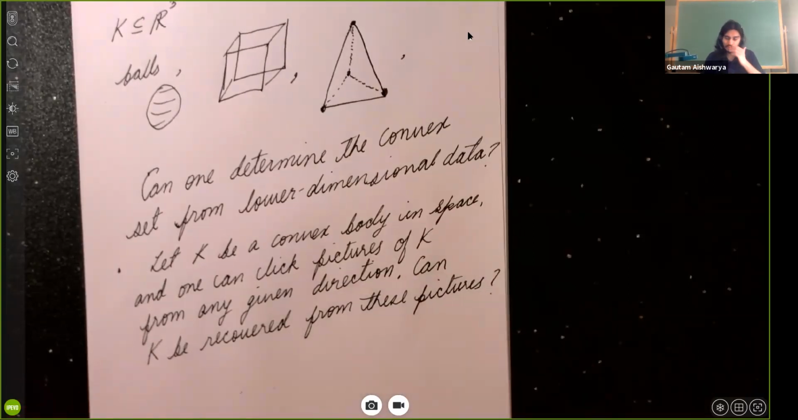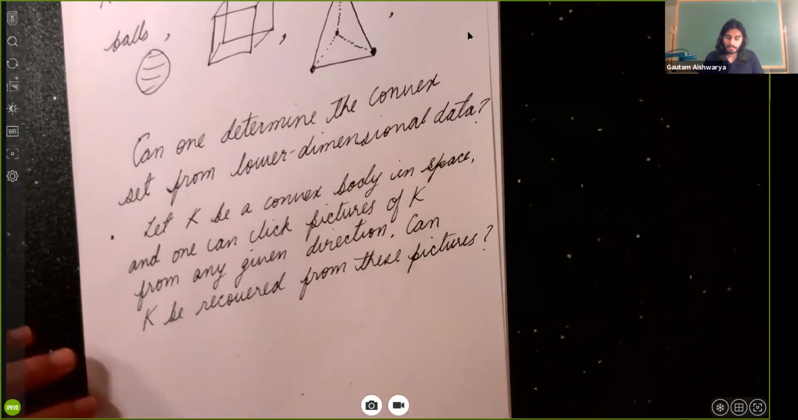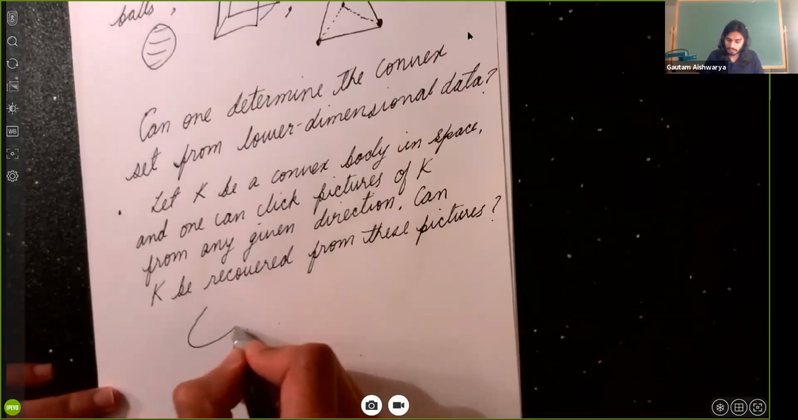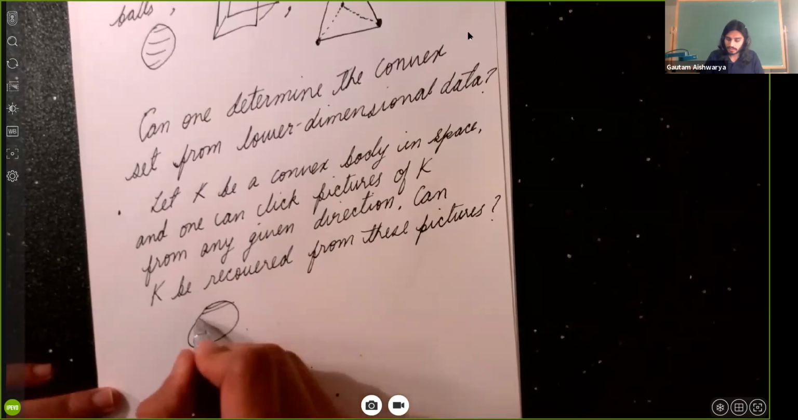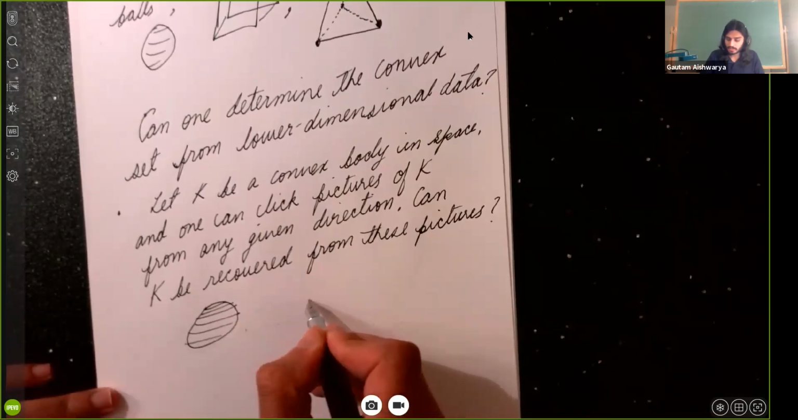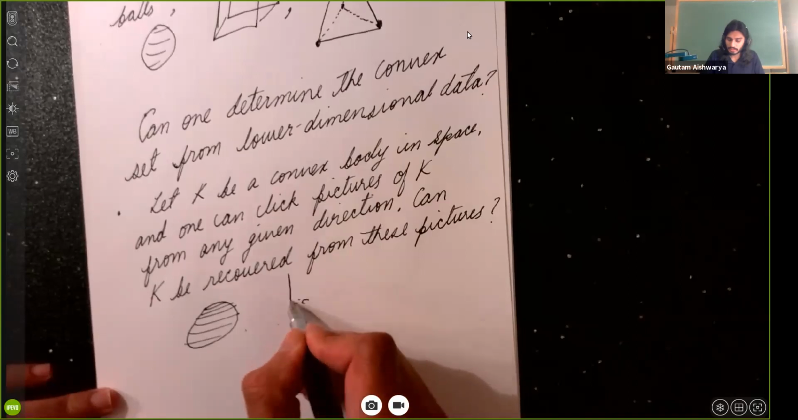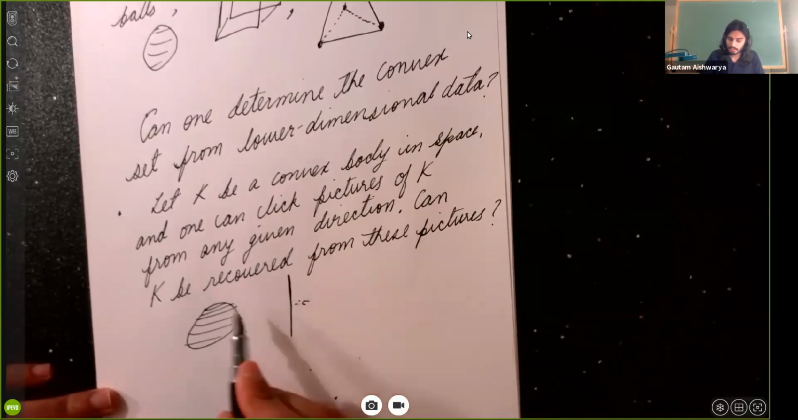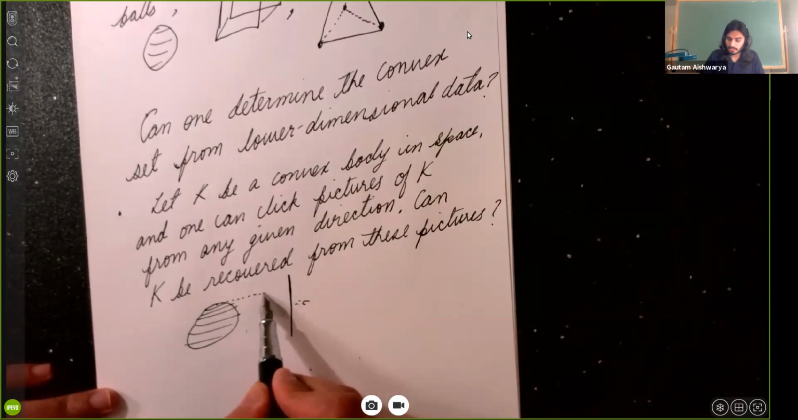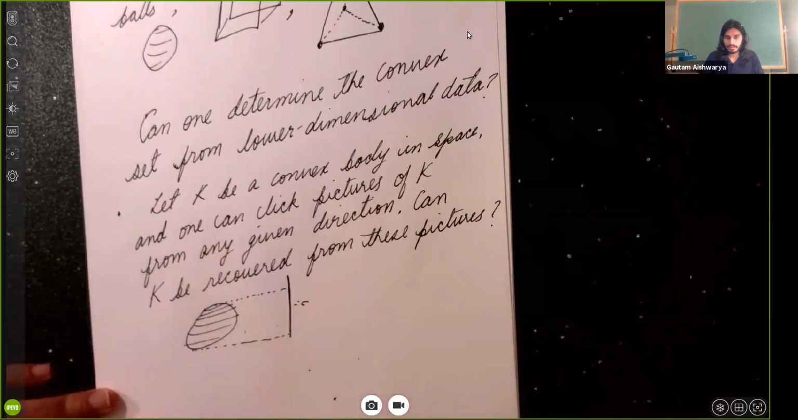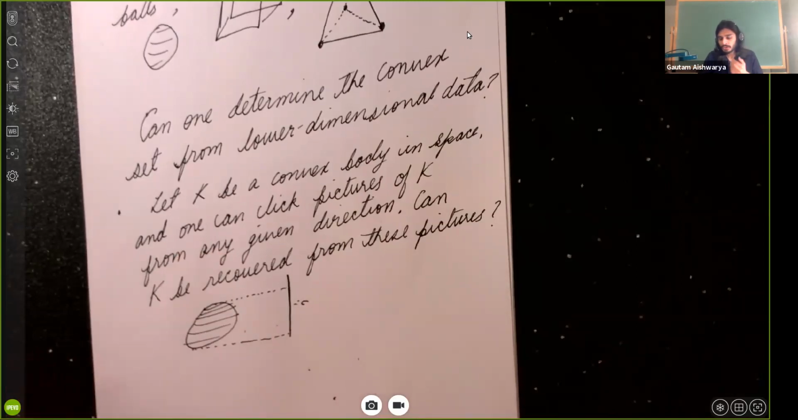So notice that this problem is not very trivial, because whenever you have a convex thing and you click pictures from one direction, you're basically capturing this shadow on a plane, right? So this does not give you any idea of depth as such. So this is an interesting question.